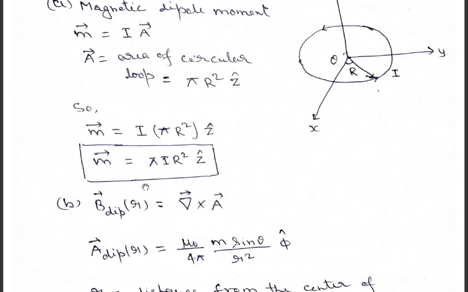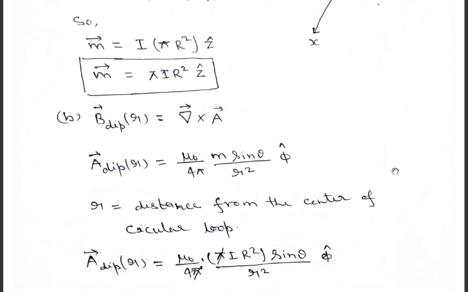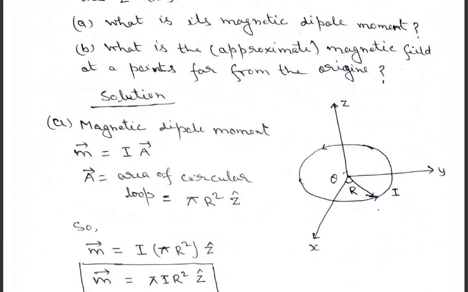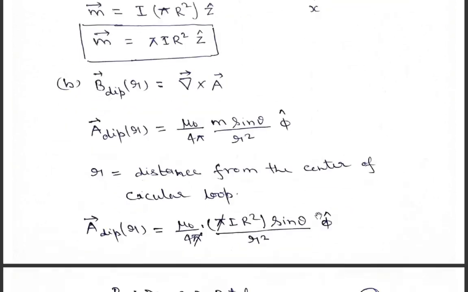So if you write the magnetic vector potential due to a dipole, that is mu 0 upon 4 pi, m sin theta upon r square, phi unit vector. If you remember, that was the formula for the dipole magnetic vector potential, where r is the distance from the center of the loop. It means r is the distance of a point somewhere on the z axis from the center of the loop. I have not shown it here, somewhere here, let's say. This r may be less than z or greater than z, it may be both.